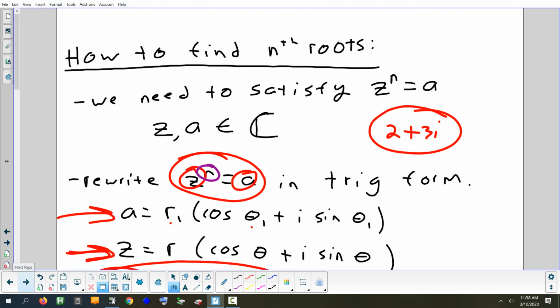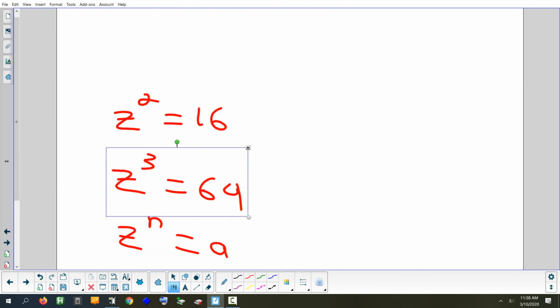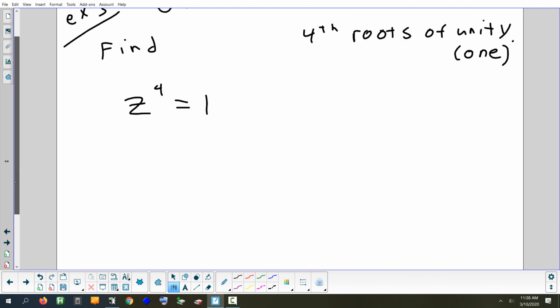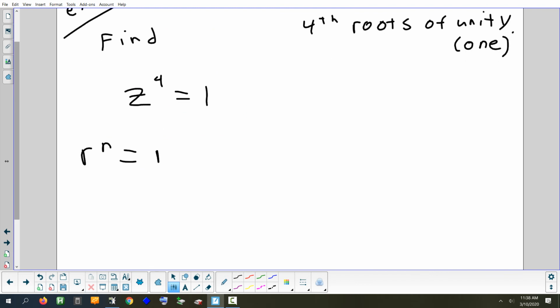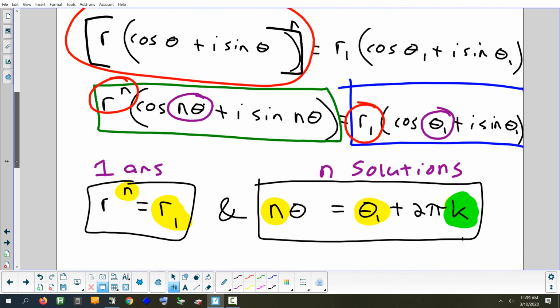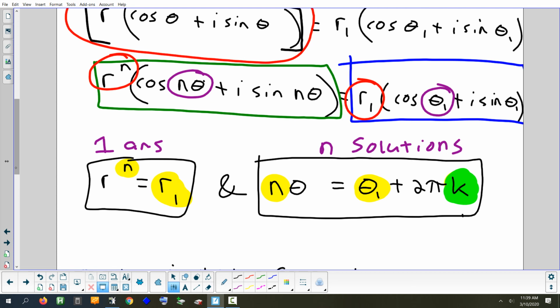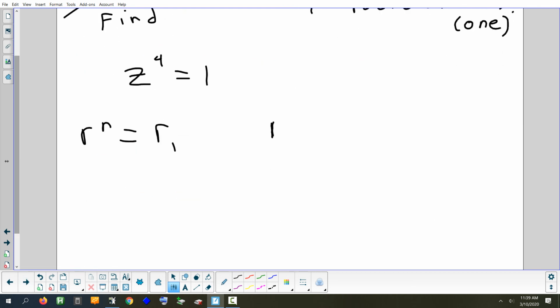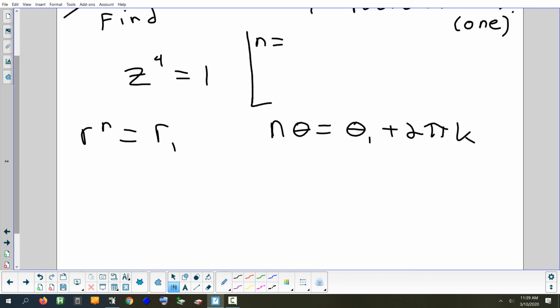Okay, so let's go back and write down our 2 equations. R to the n equals R1. Okay, we got some stuff we need to fill in there. And how did I write it? N times theta equals theta 1 plus 2 pi k. So now let's make a chart of everything we know. N. What's n in this problem?